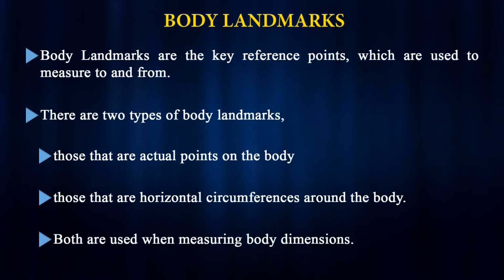Both are used when measuring the body dimensions. So both these actual points on the body and the horizontal circumferences are used to take the body measurement for garment construction. First of all, just see how many body landmarks there are on the body, which should be kept in mind when we are taking the body measurement. There are a total of 12 body landmarks which are taken as a reference point when we go for the measurement.